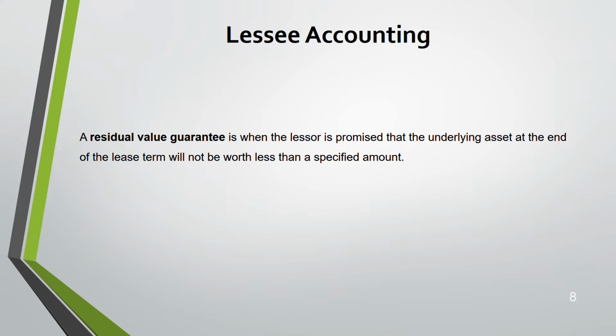Now moving on, residual value guarantee. Residual value guarantee means it's a promise. The lessee is promising the lessor that at the end of the lease term the underlying asset will not be worth less than a specified amount. The value will not go down below a specified amount. It's a promise from lessee to the lessor. It's like a guarantee. You're guaranteeing the residual value at the end of the lease term of the underlying asset.